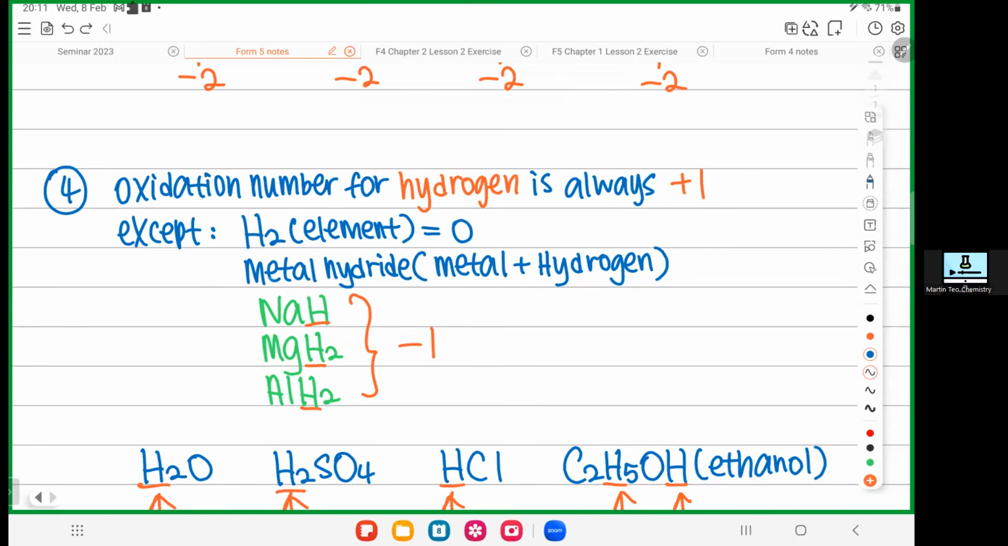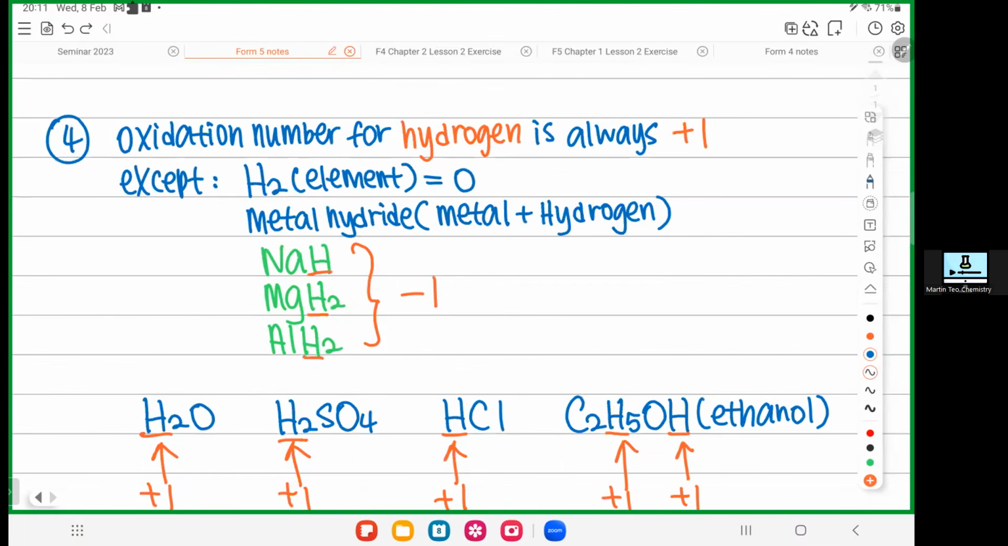Another one is called metal hydride. What is metal hydride? When a metal combines with hydrogen, like sodium combined with hydrogen, this is metal hydride. Magnesium combined with hydrogen, too. So when metal and hydrogen combine, you have metal hydride. In metal hydride, the hydrogen is not +1, but -1. So these special cases you must know.